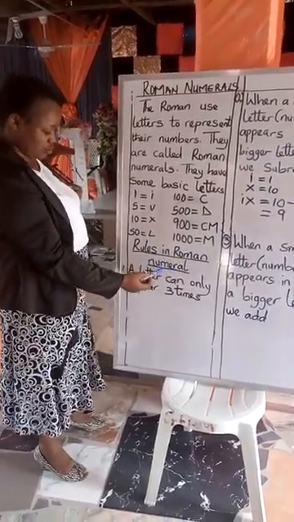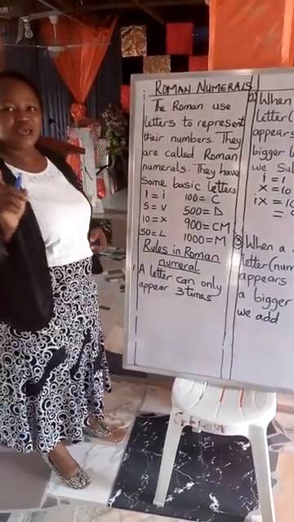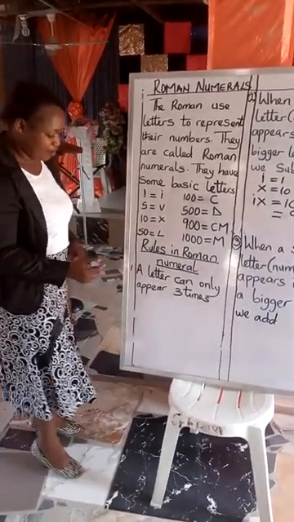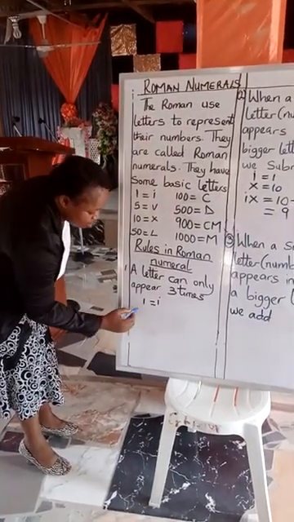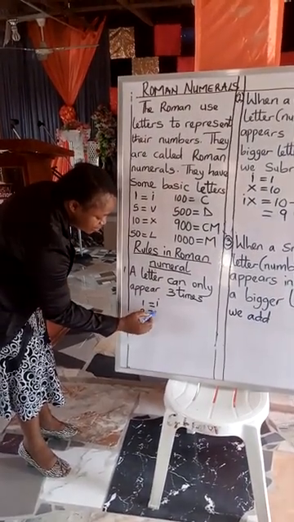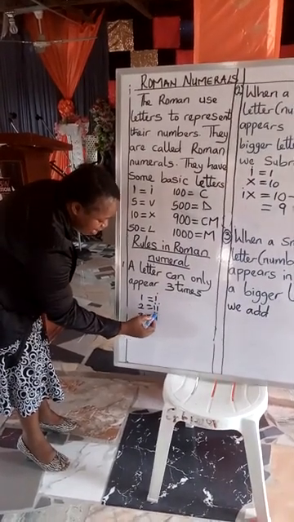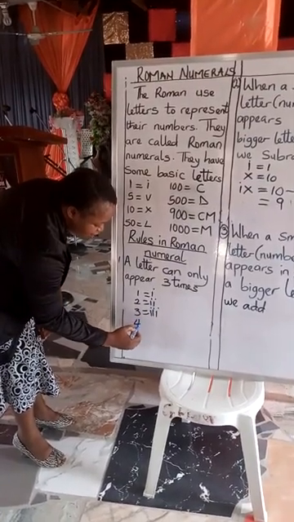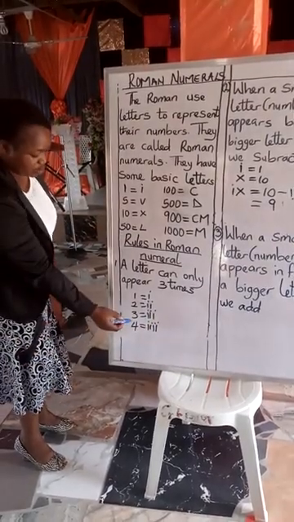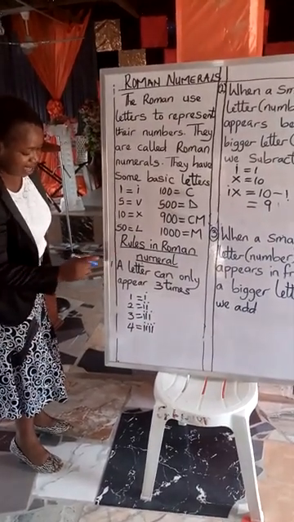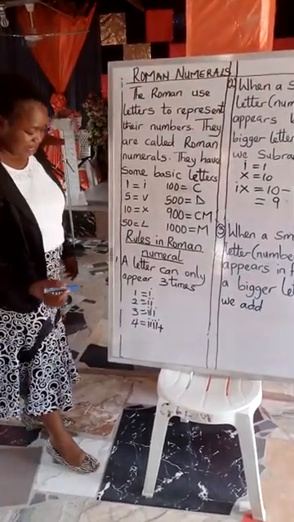Rules in Roman numerals. The first rule is that a letter can only appear 3 times. For example, we have number 1 written as I, number 2 is written as II, number 3 is written as III, while number 4 cannot be written as IIII. This is wrong. The rule says that a letter can only appear 3 times.